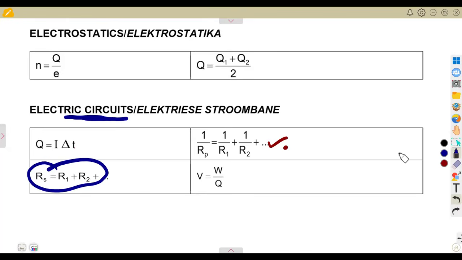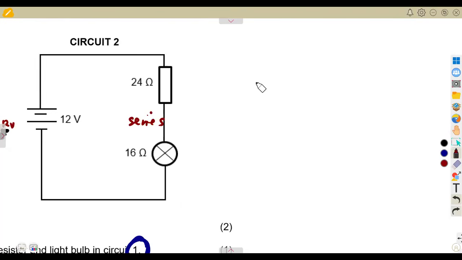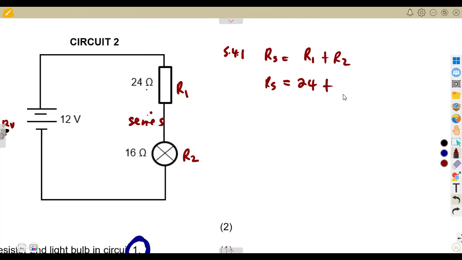All right, so in a series circuit, you simply add the resistors. So that means for 5.41, our RS is going to be the resistor R1 plus the resistor R2. So let's say this is our R1 and this is our R2. You're simply going to add, so RS is going to be 24 plus this second resistor, which is 16. That is going to give us the total resistance of 40 ohms. So that is how you can calculate this.